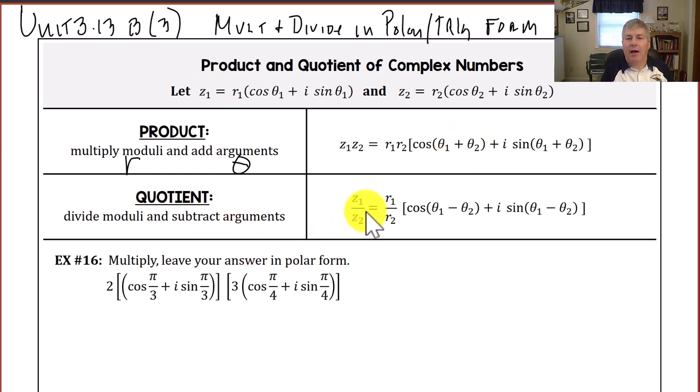And when we divide, we divide the r's, so r1 divided by r2, and this is a case where order is going to matter. Then we subtract the angles, subtract angle 2 from angle 1. Again, order matters here, so we have to be careful. We have to pay attention, especially for division, to what's z1 and what's z2, so we have the correct order. So pay a little closer attention to the quotient than the product.